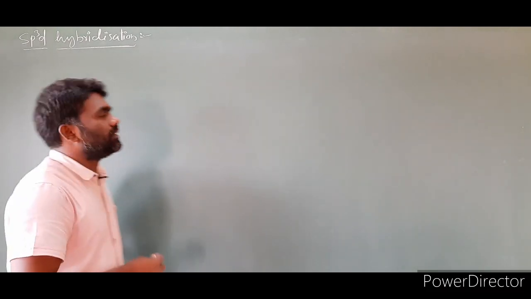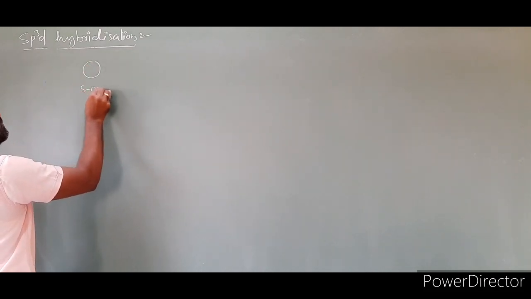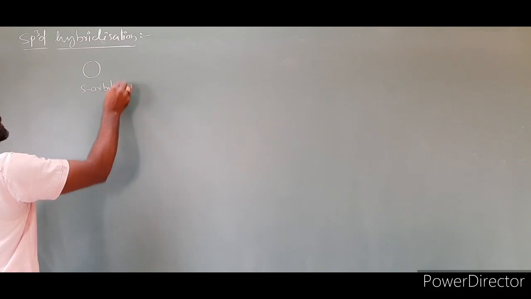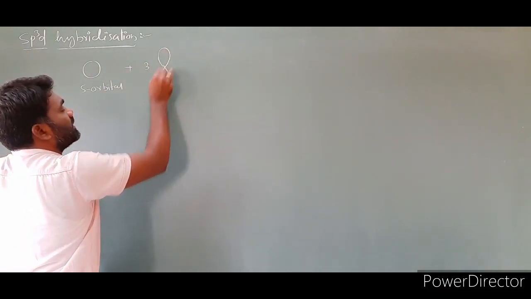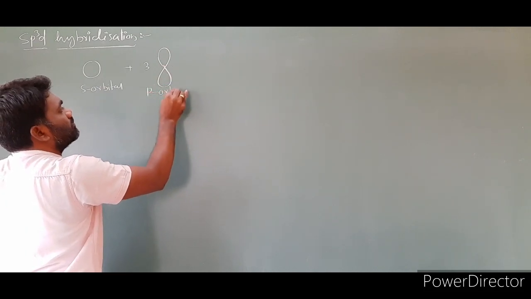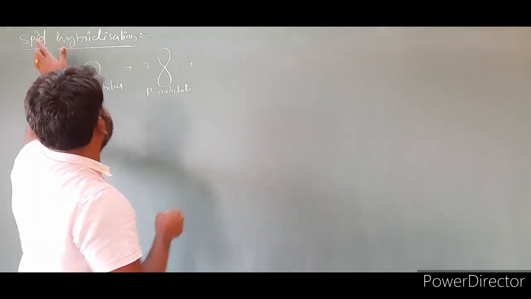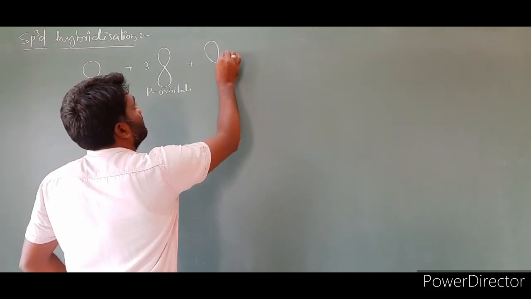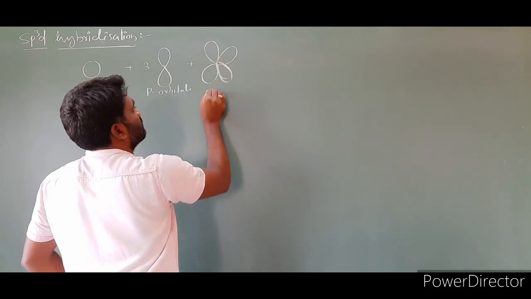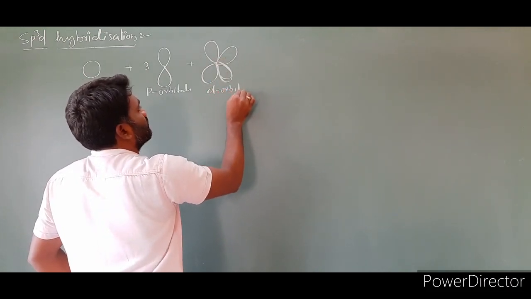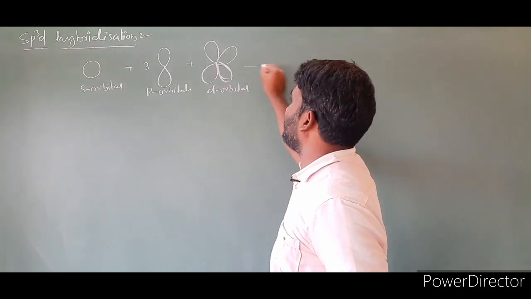Now let us understand by taking orbitals. The intermixing of one s orbital and 3 p orbitals. And how many d orbitals we have? 1 d orbital, resulting in the formation of how many sp3d hybrid orbitals?